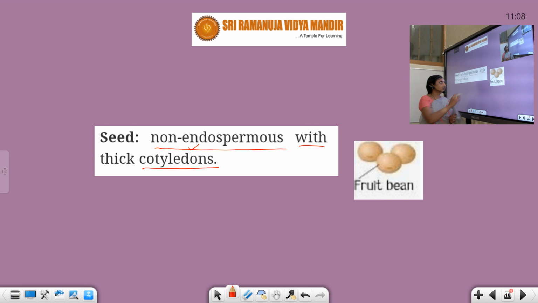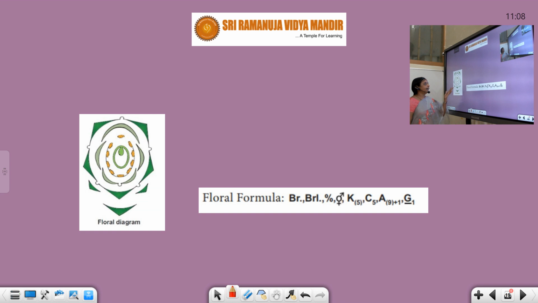Now, let us see the floral formula. This is the floral formula and floral diagram. When we describe technically, we have to write the floral formula. It is completely dependent on the floral characters, not on the vegetative characters. In another video, I will explain the semi-technical description. Then I will explain how to write a floral formula and a floral diagram.